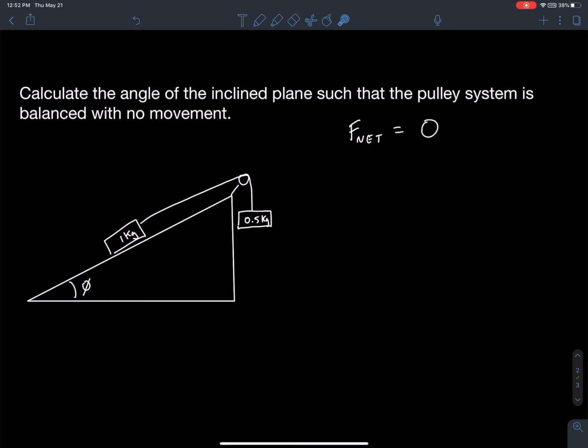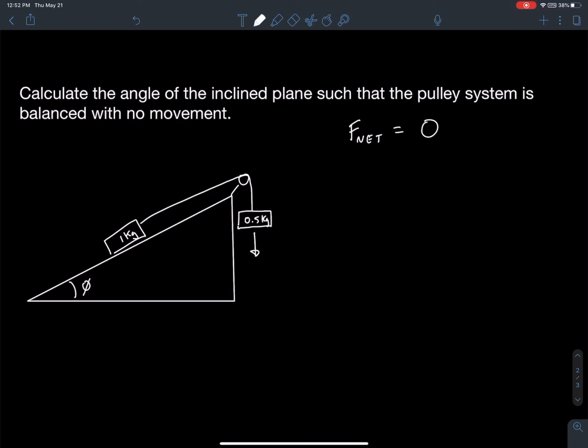Okay, and then in this problem, I have a pulley system. You had practice problems on pulley systems and your inclined plane. So we need to be able to set up an equilibrium that would allow us to calculate the angle of inclination of that inclined plane. So how would we find the net forces? The first step, as always, is to draw your free body diagram.